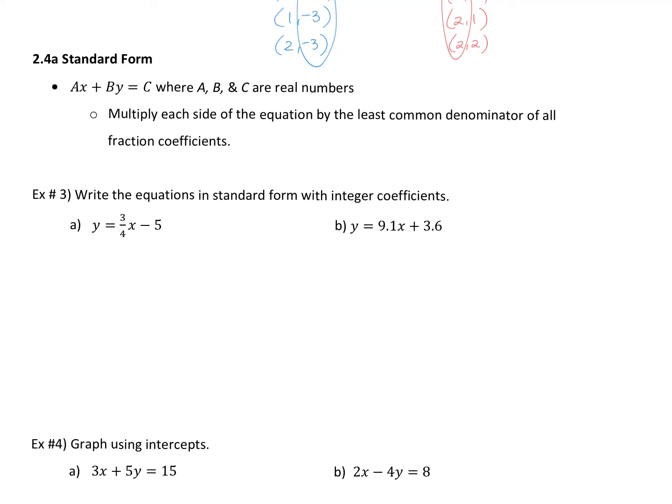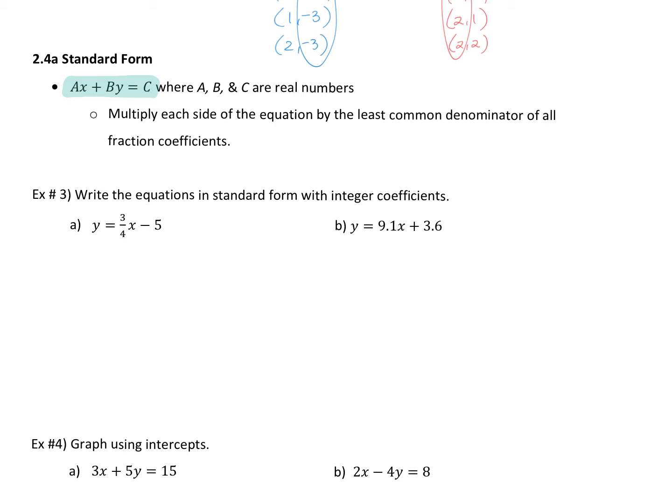Okay, so 2.4a is standard form. And if you recall, standard form looks like this: Ax plus By equals C. So you have this constant, that's our C, right? That's off by itself. Your x's and y's are together now on the same side of the equation. Okay, this is standard form.